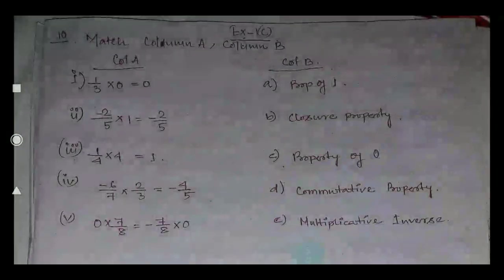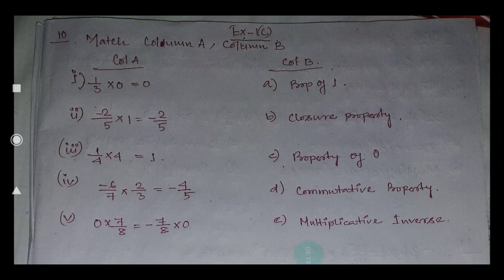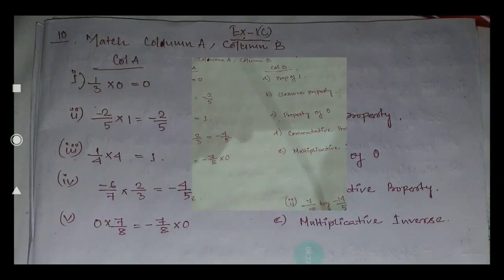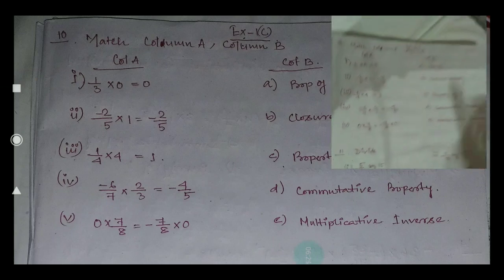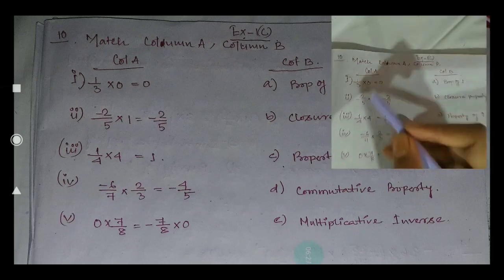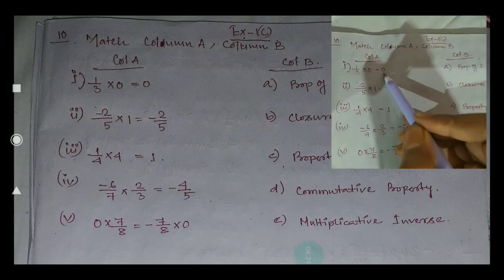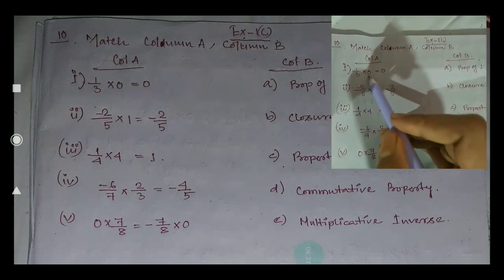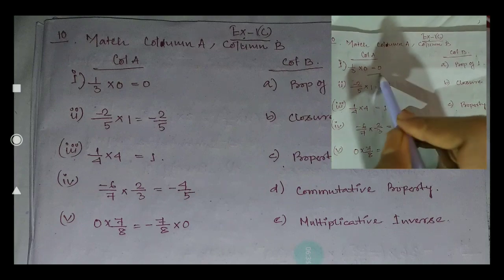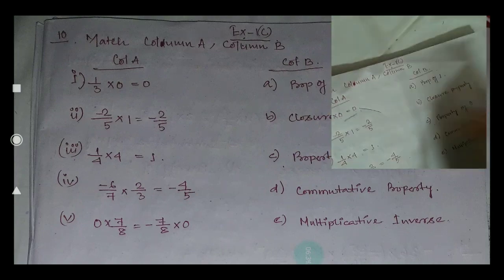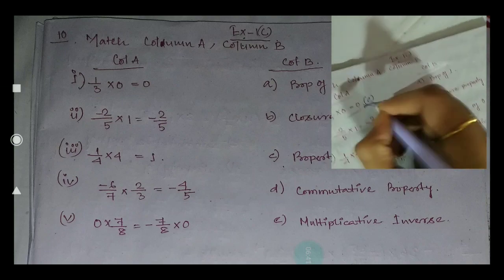Now see question number 10. Match column A and column B, you have to match. So see here, 1 by 3 into 0 is equal to 0. So this is what property? Property of 0. So this would be, I am writing as C.